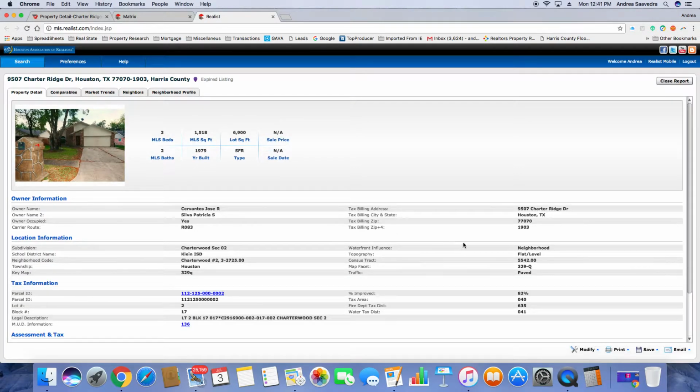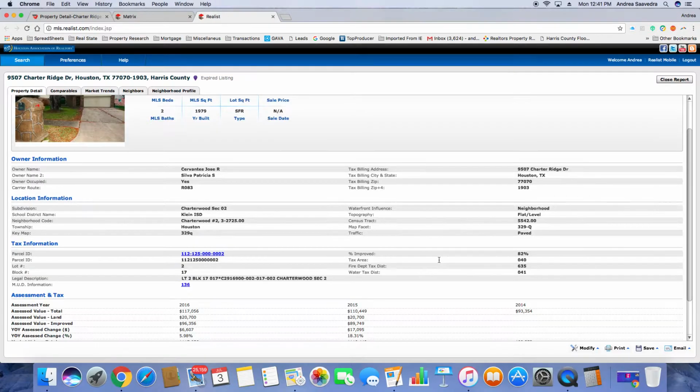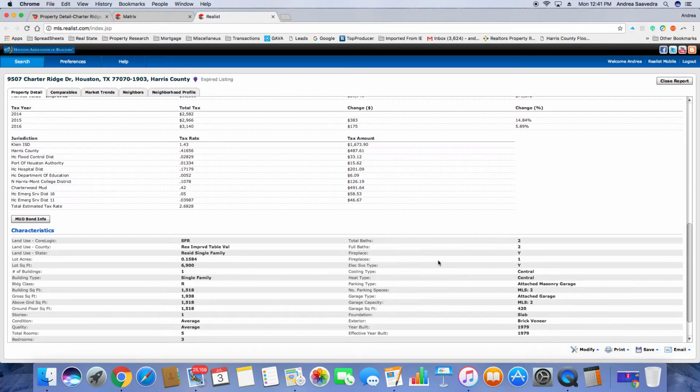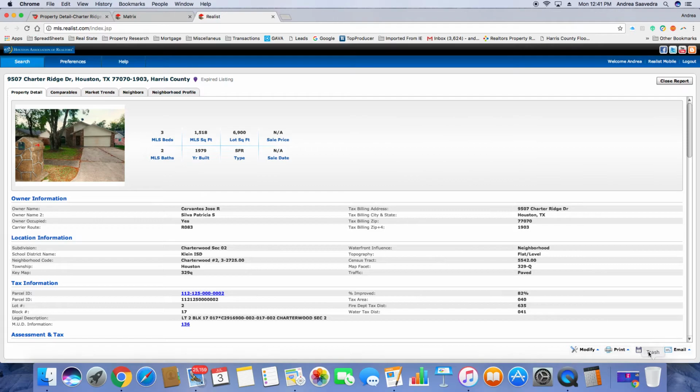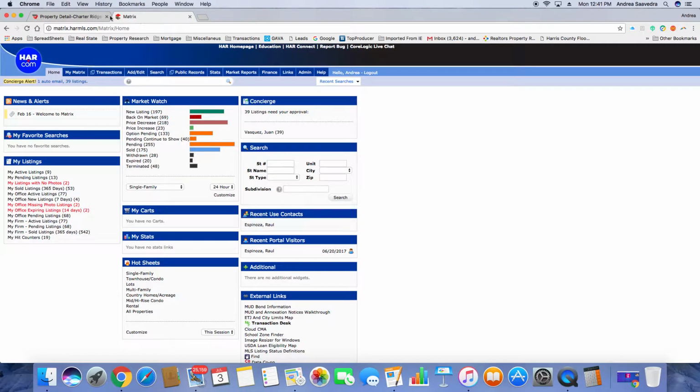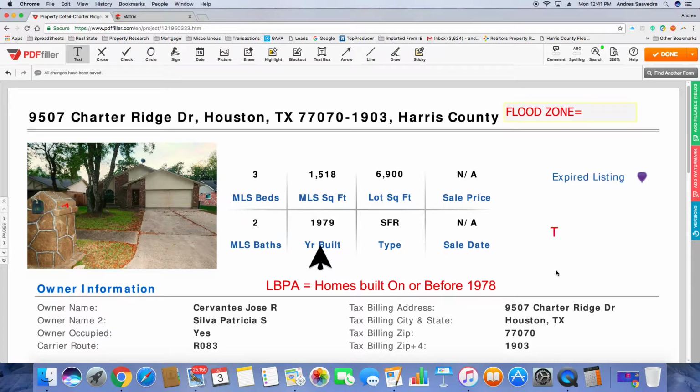And this will give me my property detail information. This is exactly what I need, okay? I normally print this form and write on it, so it makes it easier for me to figure out what are the disclosures I need, okay? So in this case, let's pretend I printed the form and I have my information here, okay? So the first thing I want to know is if the property is in a flood zone.